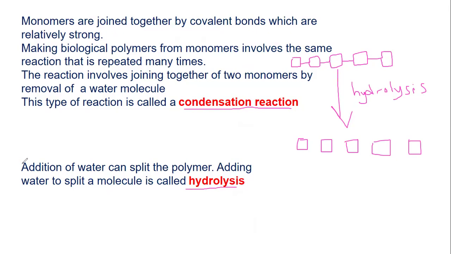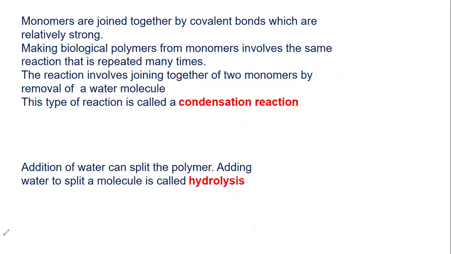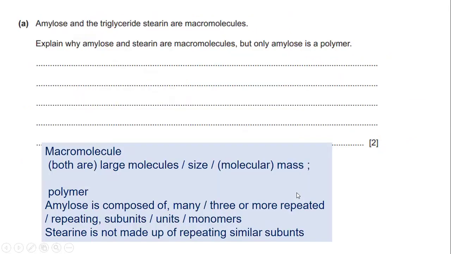So basically, that is it about polymers and monomers. Polymers are large, giant biological molecules made up of many repeating subunits. Let's look at an example here. They are asking us a question. The question is mentioning that amylose and triglyceride, the triglyceride they are talking about is called styrene, are macromolecules. Explain why amylose and styrene are macromolecules, but only amylose is a polymer.